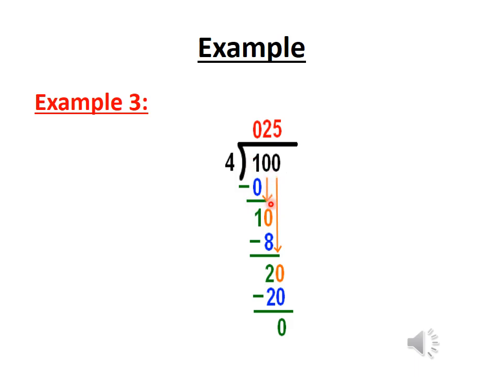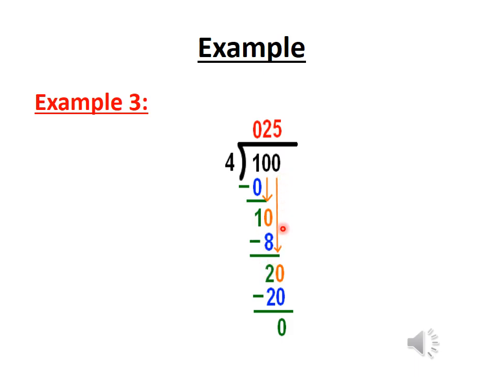Now in the yellow color you drop down the 0. So 10. Now you have to ask, 4 times how many equals 10? 4 times 2. You put the 2 above the first 0. So now 4 times 2 equals 8. Now we subtract: 10 minus 8 equals 2.